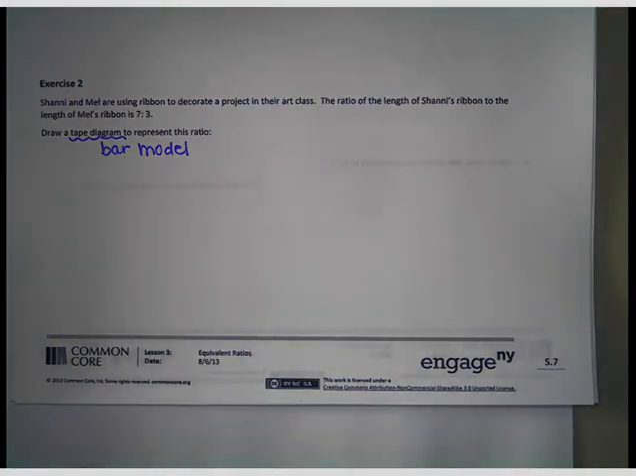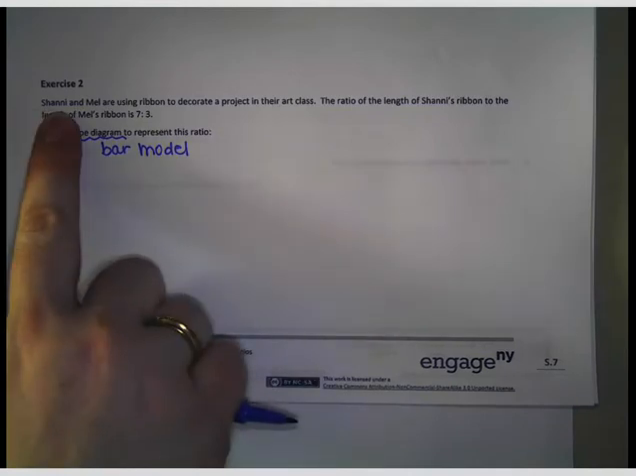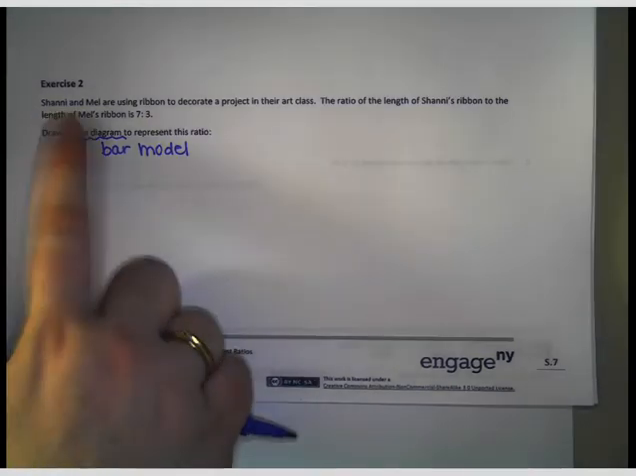So we have two girls. We have, I think it's Shani, we have Shani and Mel, and they are using ribbon to decorate a project in their art class. The ratio of the length of Shani's ribbon to the length of Mel's ribbon is 7:3.